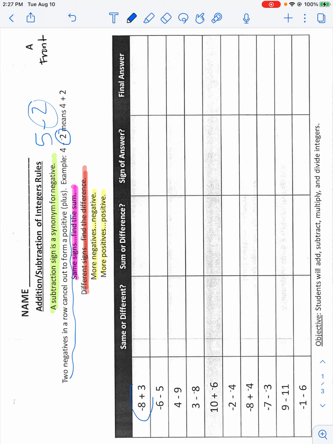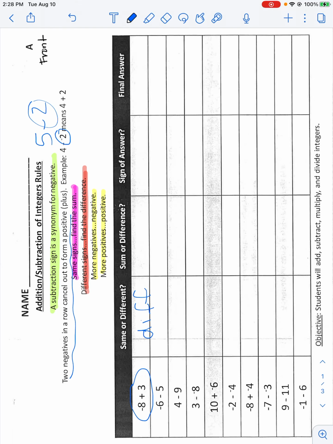All right, first one I'm looking at is negative 8 plus 3. So I don't have two negatives. It says same signs find the sum. Well, I don't have the same signs, I have different signs. I've got a negative 8 and a positive 3. So here I'm going to fill in different.